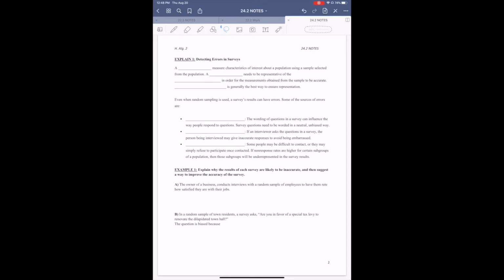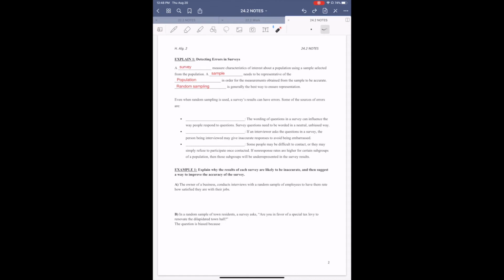When surveys are conducted, there are different types of errors that can occur. So let's go ahead and look at the errors in surveys. First of all, a survey measures characteristics of interest about a population using a sample selected from the population. A sample needs to be representative of the population in order for the measurements obtained from the sample to be accurate. Random sampling is generally the best way to ensure representation.